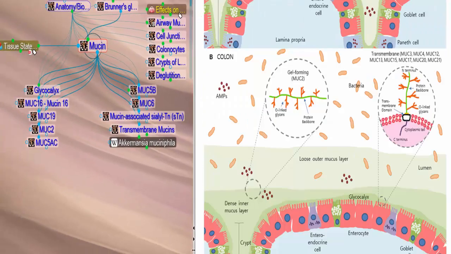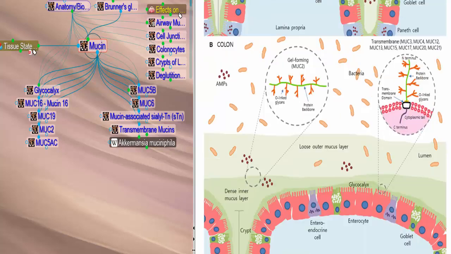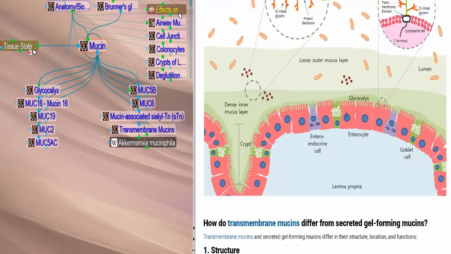In the large intestine, it's a little bit different. We've got a different type of cell. Those are called colonocytes. The epithelial cell is called a colonocyte in the colon. And here's that dense inner mucus layer. It has its glycocalyx again, and that loose outer layer. It also has those transmembrane mucins.